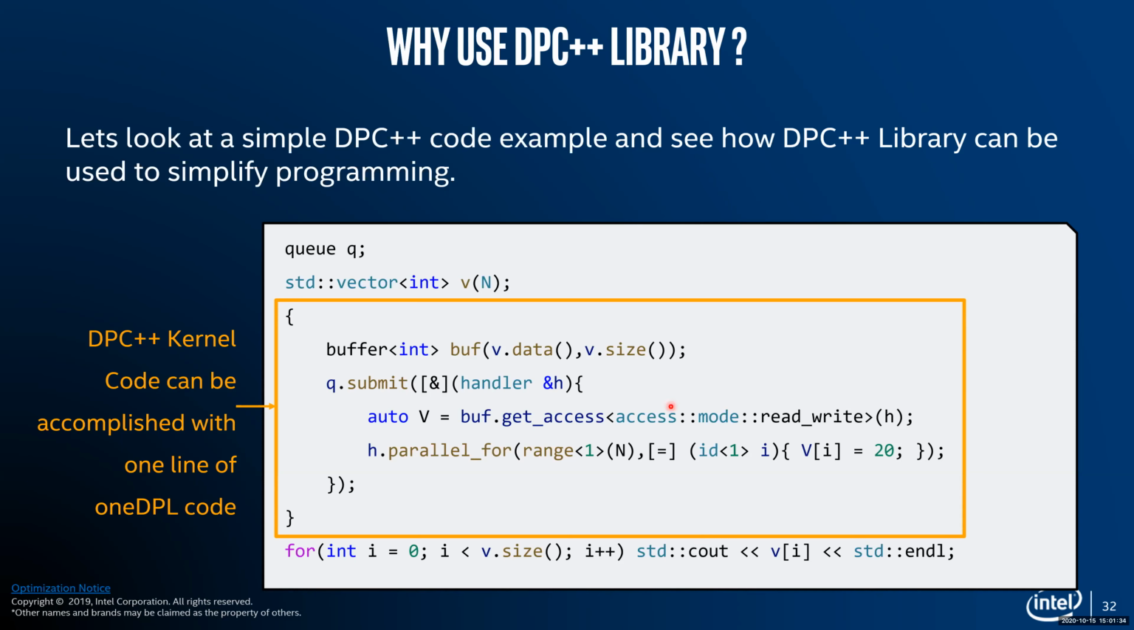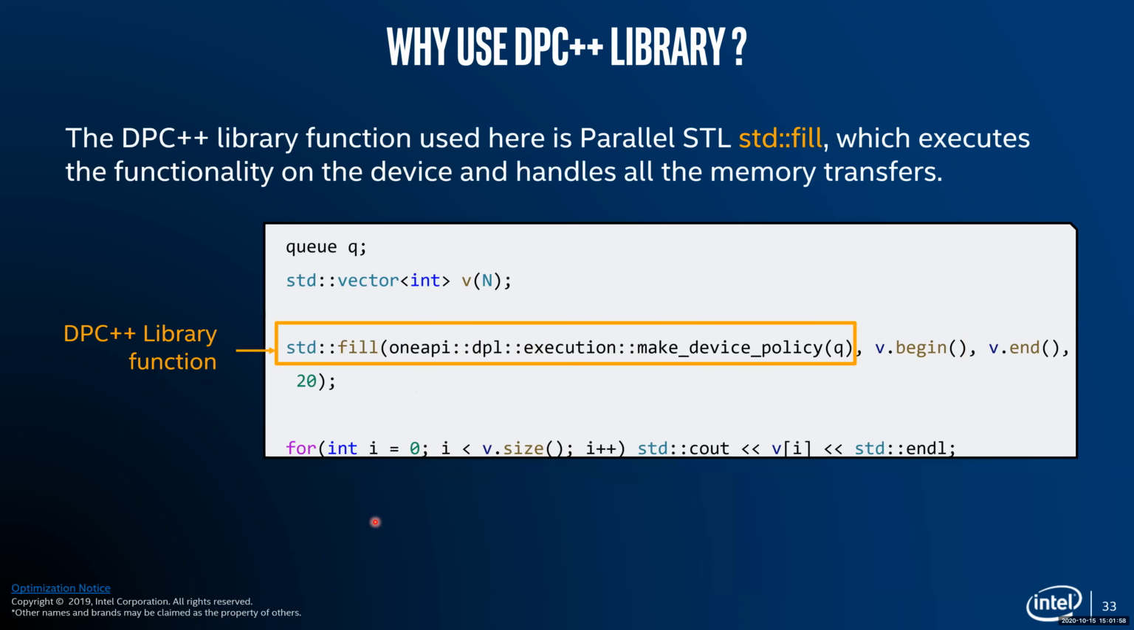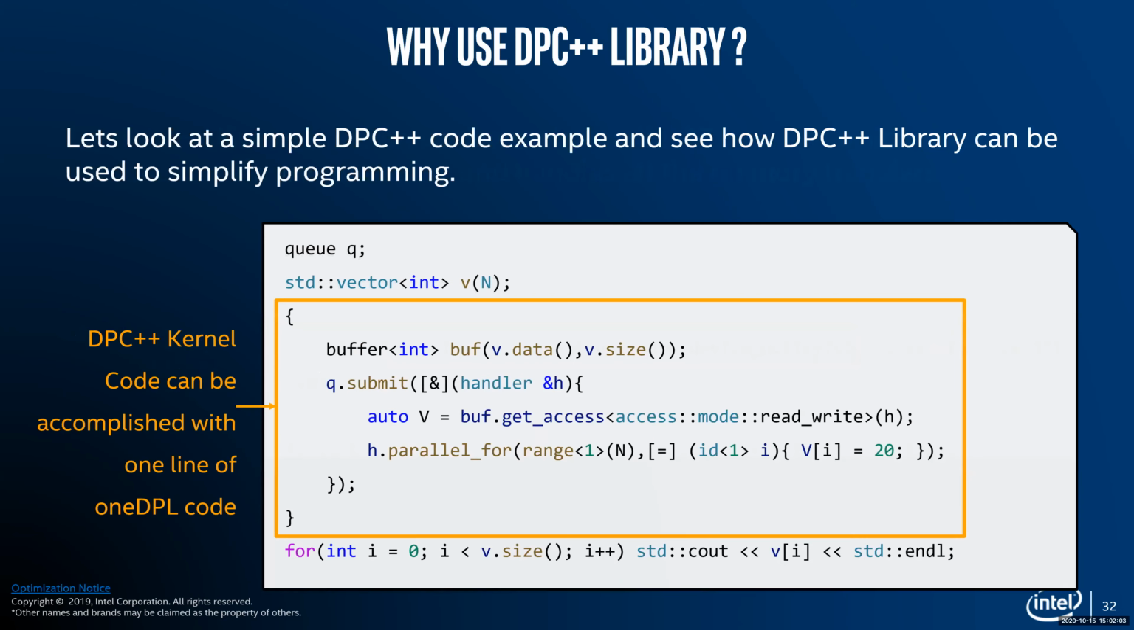Right? So you can see that anything that's in this yellow box is all new concepts for a C++ programmer, right? So buffers and accessors and then submitting to a device are all new concepts. So to make it easy, the library will help you replace this entire thing with one line of code. And you can see that we are using a fill function, which is what we were doing in the previous example here.